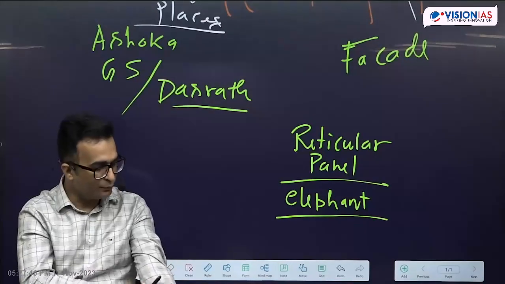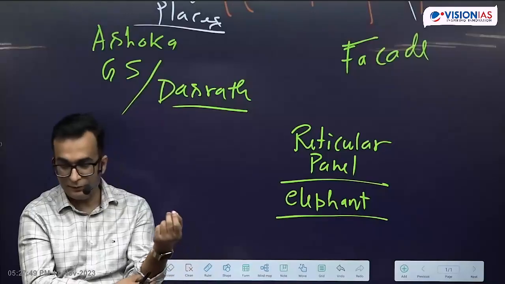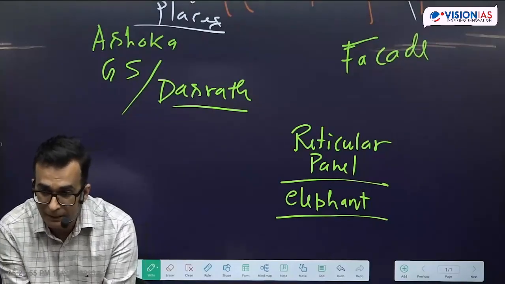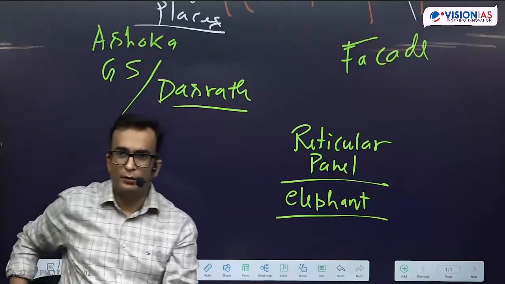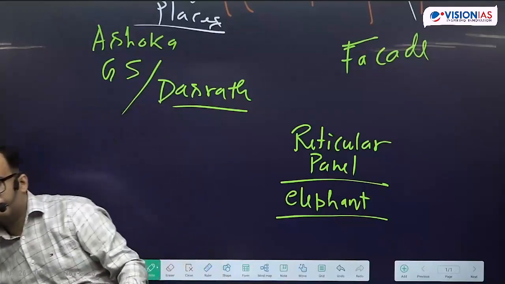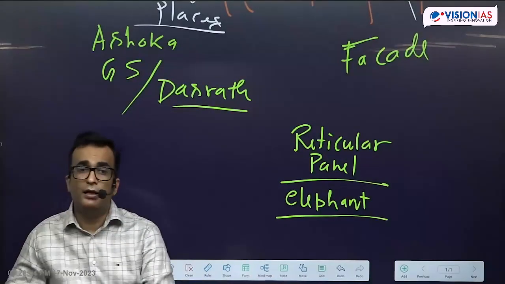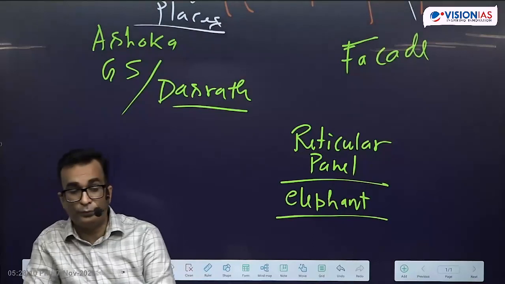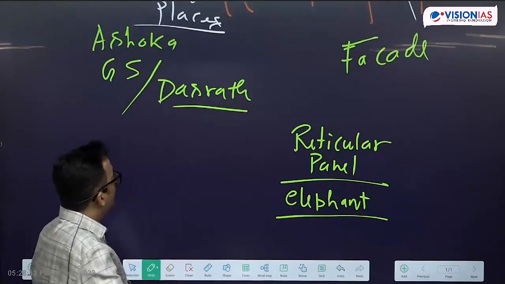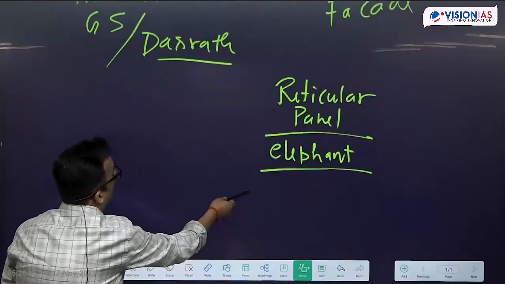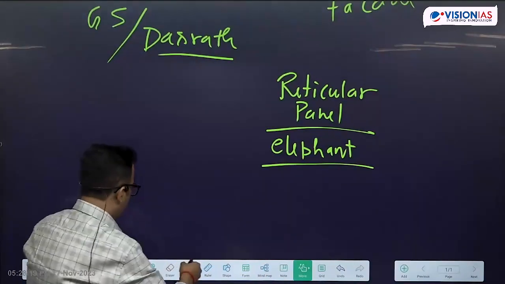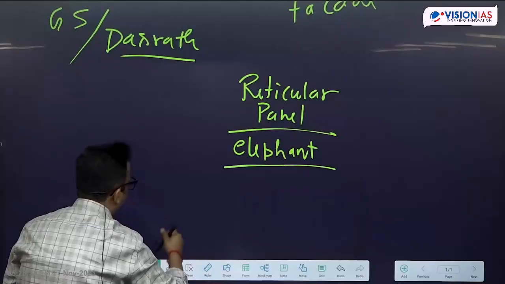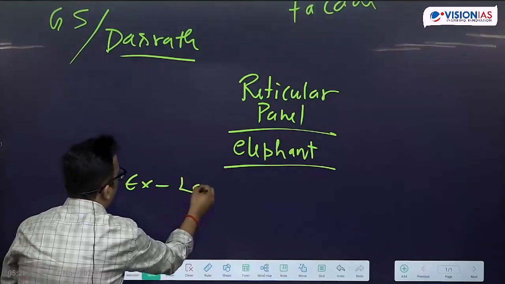Then you write, majority of these caves were created by Maurya king Asoka and his grandson Dasarath. ठीक है? So write examples, and examples से ही question कई बार आ चुके हैं. So just give me 1 minute. So example में very first you write Lomas Rishi cave.